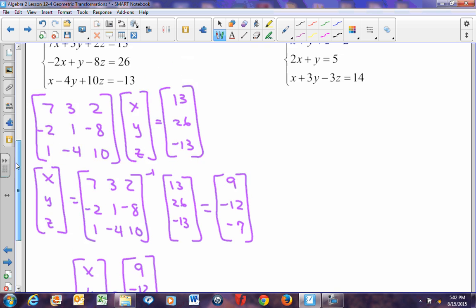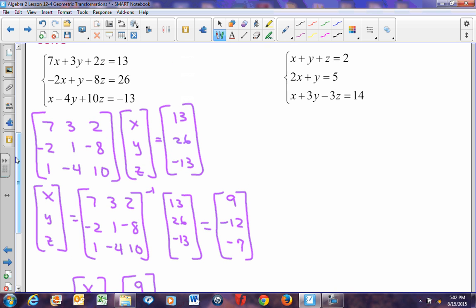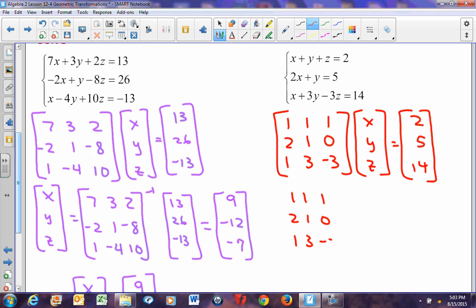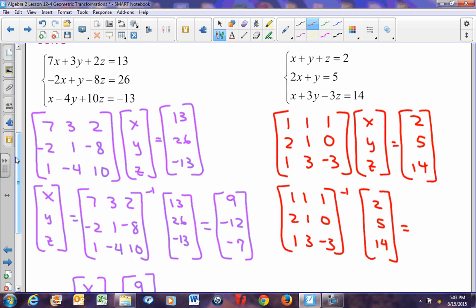Okay, let's take a look at the second one. Again, I'll do it in different colors so we can easily see. 1, 1, 1, 2, 1, 0, 1, 3, negative 3, times X, Y, Z, equals 2, 5, 4. So you're going to do the inverse of 1, 1, 1, 2, 1, 0, 1, 3, negative 3, times 2, 5, 15. And put it in the calculator, the inverse of all of this.